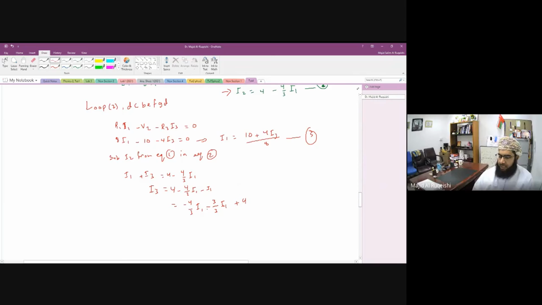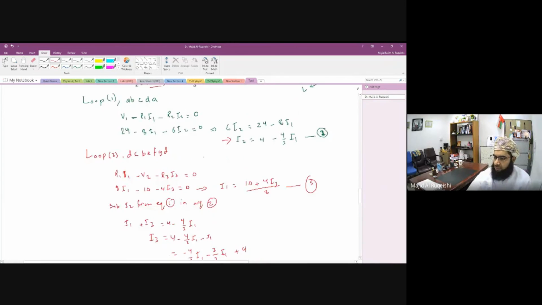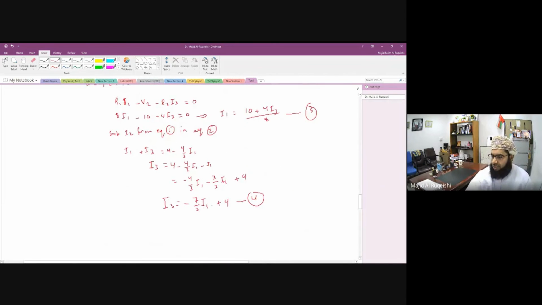Okay, minus sign, so that will be minus 7 over 3 I1 plus 4, okay? And this will be I3. So now I have another relation. But I know from this equation, which one here? This one here, okay? From equation number 3, I know there is a relation between I1 and I3. So that means from here actually I can get I3. I can isolate I3 from here.